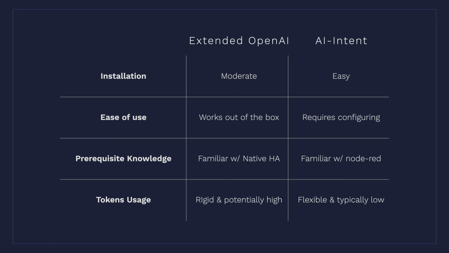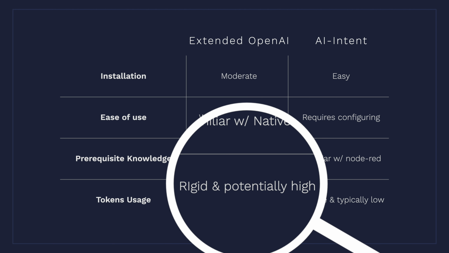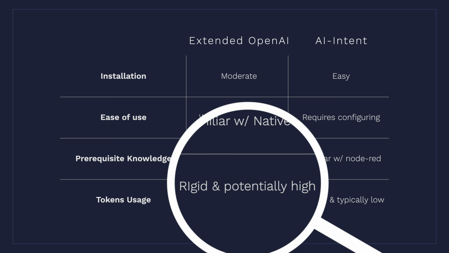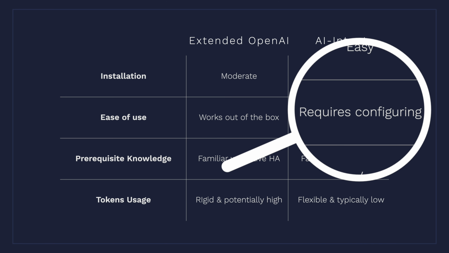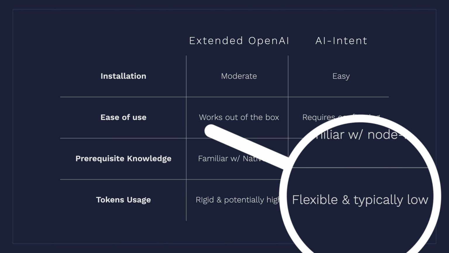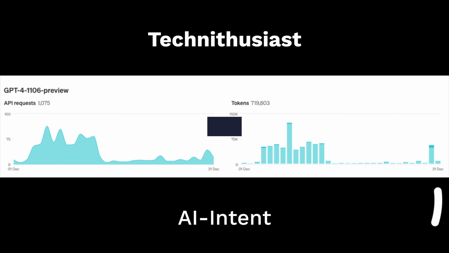The trade-off is that the Extended OpenAI version handles a lot of things out of the box really well. The problem is that it sucks up a lot of tokens, even if you don't need it to use all the tokens for the question that you're asking. Whereas with AI Intent, it doesn't do much, so you have to do a lot of the work of setting it up, but because you get to set it up, you get to control what you send and how much you send.